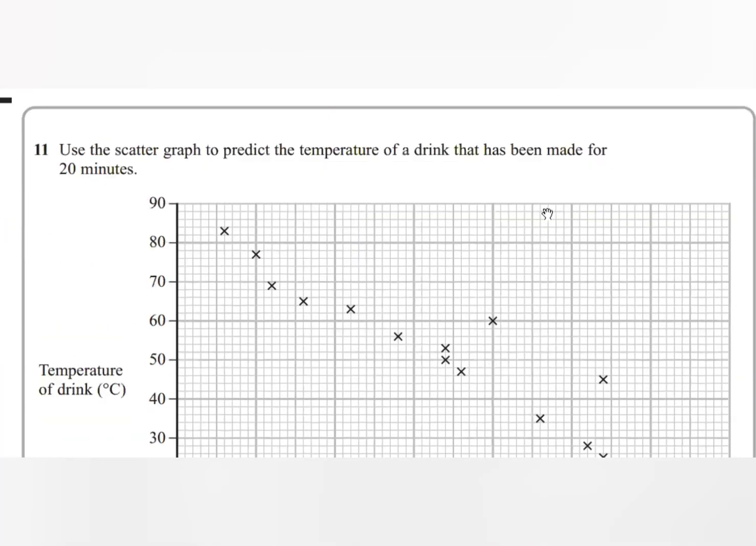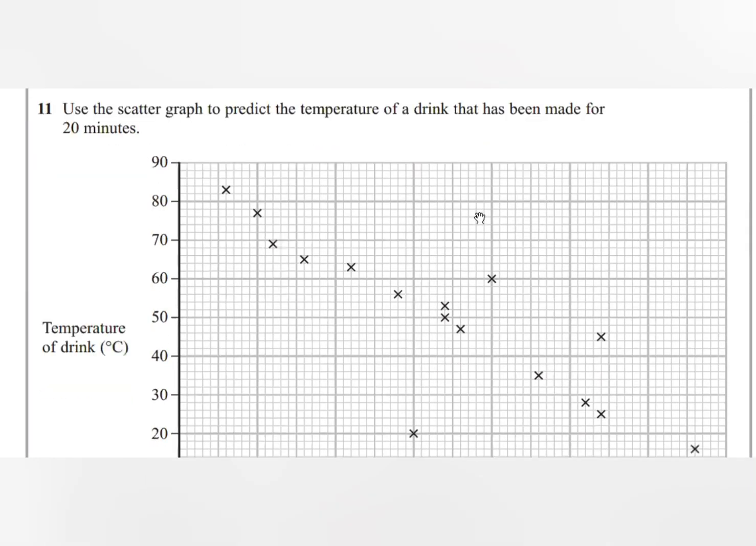Now, question 11. We have a scatter graph here. Let's take a look at it. Use the scatter graph to predict the temperature of a drink that has been made for 20 minutes. We're going to predict a temperature for this drink, okay? First, let's see.